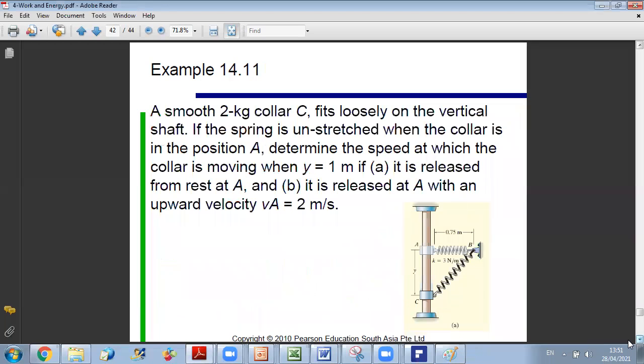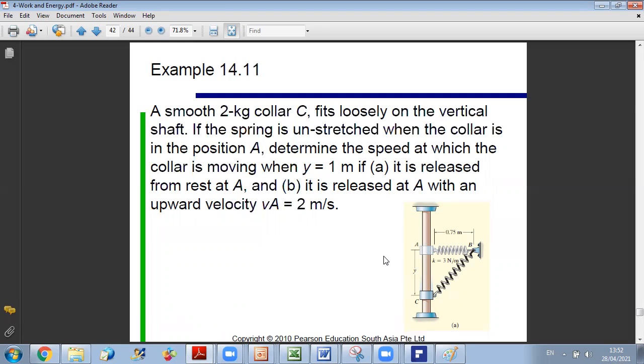A smooth 2 kilogram collar C fits loosely on the vertical shaft. If the spring is unstretched when the collar is in position A, determine the speed at which the collar is moving when Y is equal to 1 meter. In case A, it is released from rest at point A, and in case B, it is released at A with an upward velocity of 2 meters per second.